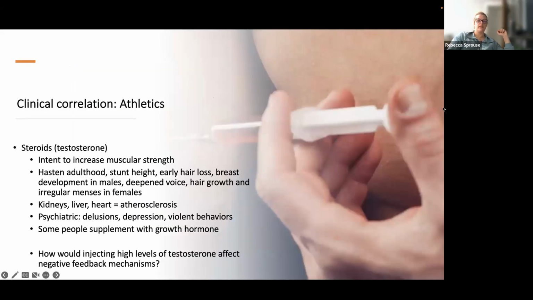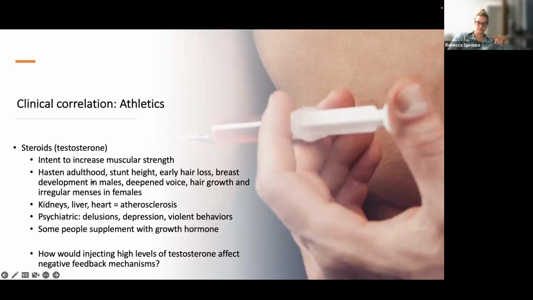So what happens with athletes who dope steroids, right? A very common anabolic steroid would be testosterone. The intent is to increase muscular strength. So yes, in young males, when they hit puberty, testosterone is necessary for muscle development. Now, adults take testosterone in order to enhance muscle performance, like bodybuilders, for example. The side effects of that, though, is that having too much testosterone in your system has some pretty detrimental effects. If you take it before you reach adulthood, you're going to have lessened height growth, early hair loss, maybe some breast development.